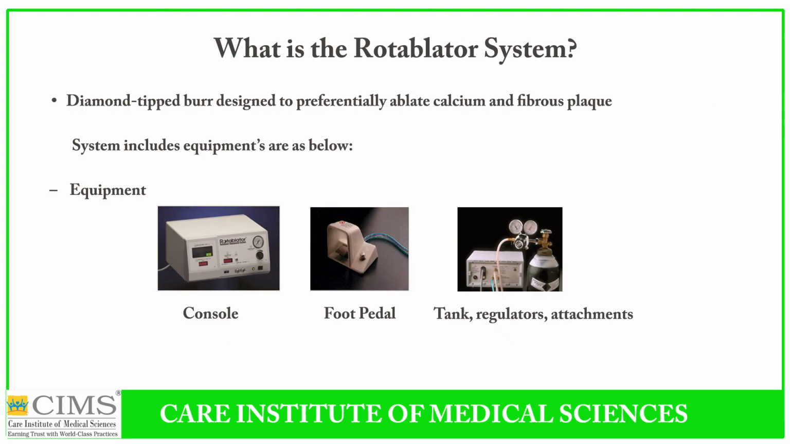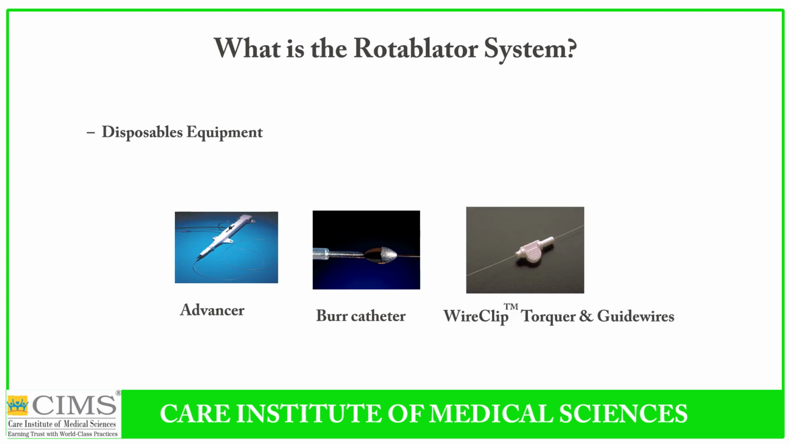Rotablator system involves a diamond tip burr designed to preferentially ablate and remove calcium and fibrous plaques. There is a console, foot pedal, regulator tank and various attachments. Among the disposable or consumable equipment is the advancer, the catheter burr and wire clips with specialized guide wires.